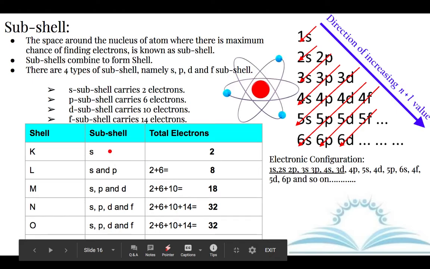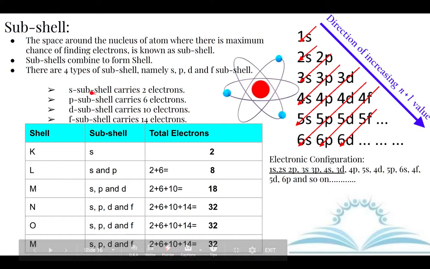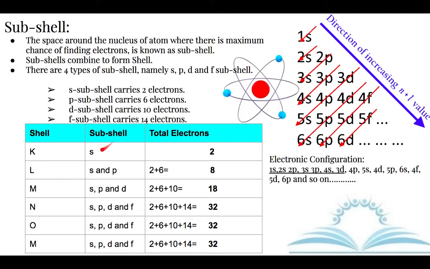If we check here, the s subshell can carry 2 electrons. Since the first orbit has only the s subshell, it has 2 electrons. If we go to the second orbit, it is made up of s and p orbitals, and s can carry 2 electrons and p can carry 6, so altogether 8 electrons. That means the second orbit can carry 8 electrons, which we calculated by the 2n square formula in the previous slide.